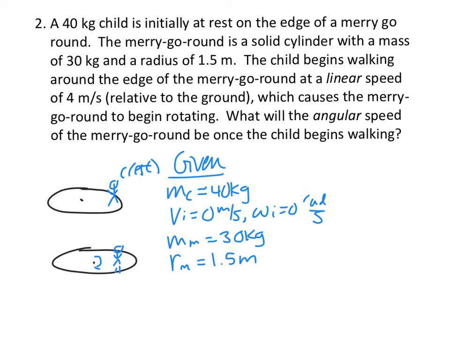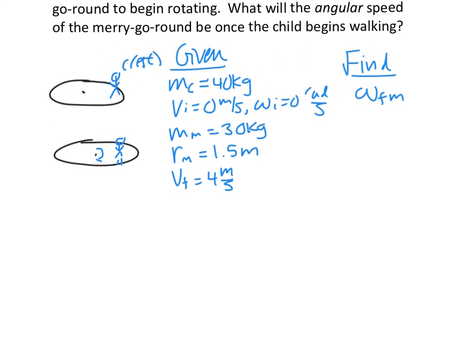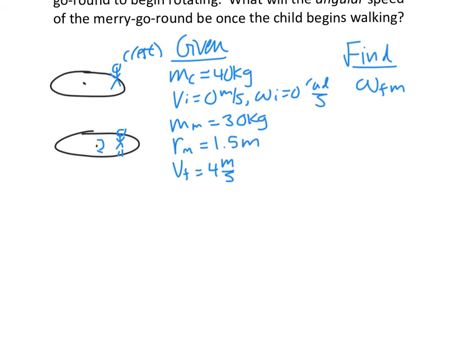So this is all before. So the final linear speed of the child would be 4 meters per second. And the merry-go-round is going to begin rotating. So we are looking for the angular speed of the merry-go-round. Okay, so this is conservation of angular momentum, but this is where you're going to have two separate objects.